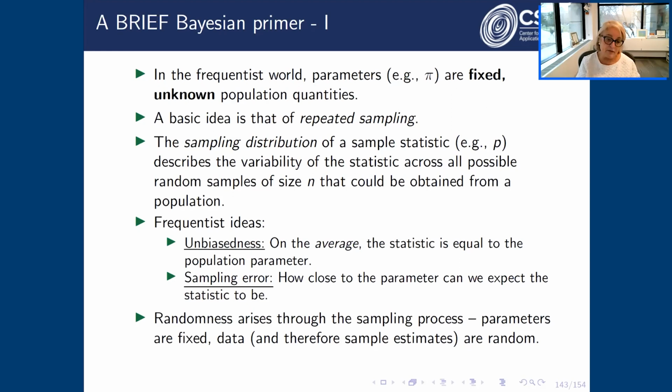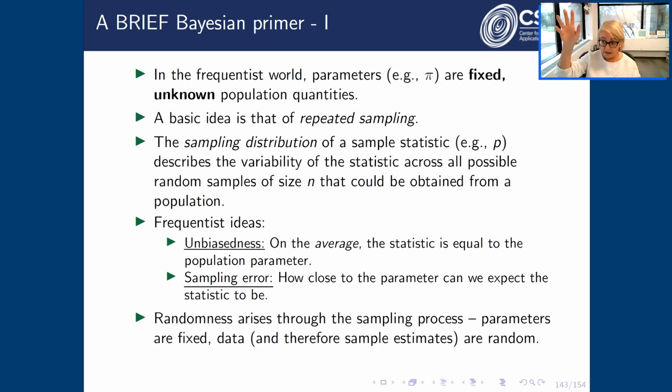I don't know that, but if I know what the sampling error for P is, then that gives me some idea of what I can expect in terms of the difference between my P and pi. And both of these ideas are based on this abstract notion of repeated sampling from the same population. And randomness here arises through this sampling process.